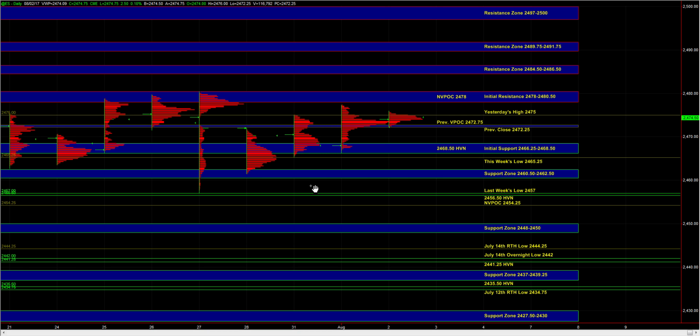So those are the main ideas heading into the open. Let's stay flexible and nimble today with our real-time bias. Let's see if the buy side can hold ES above 72 quarters, 72.75, and we'll take it from there.